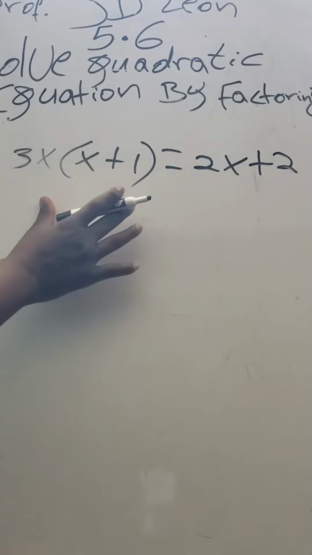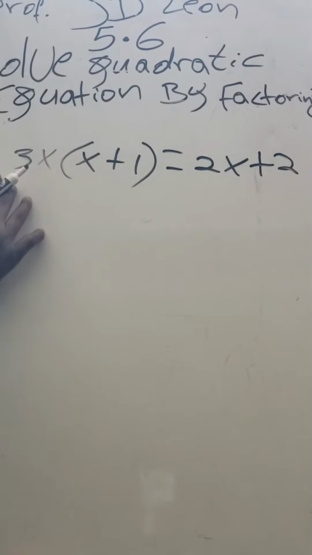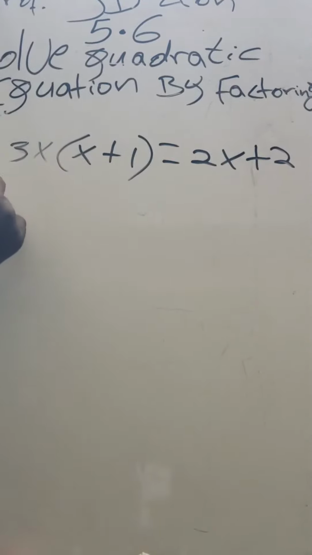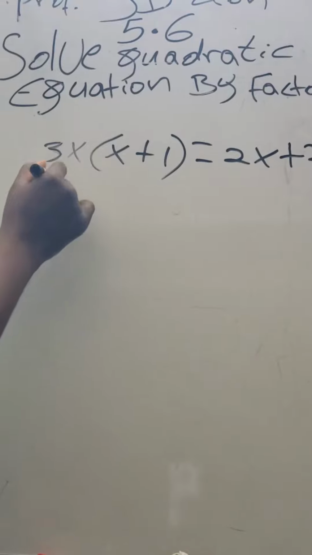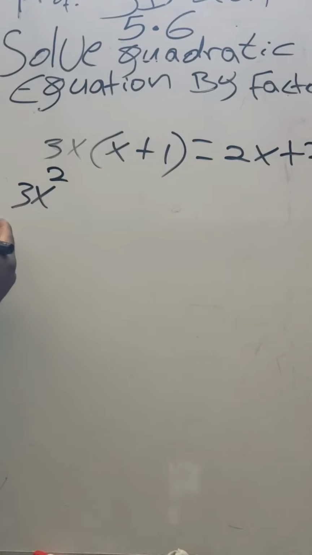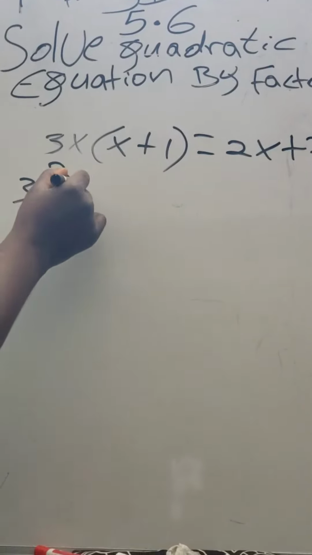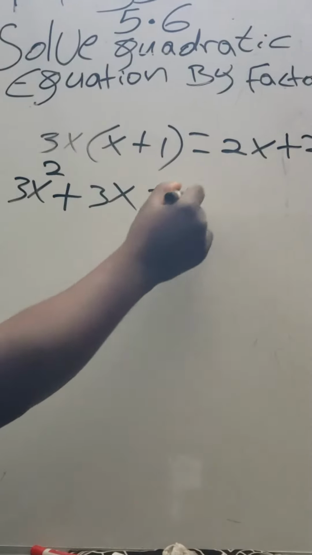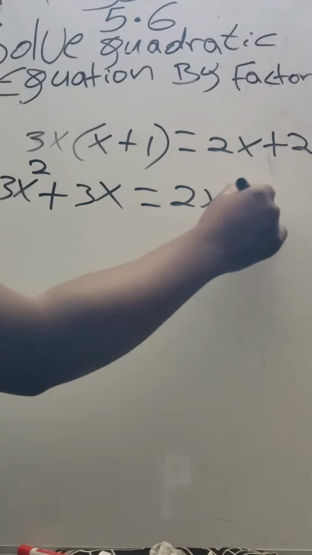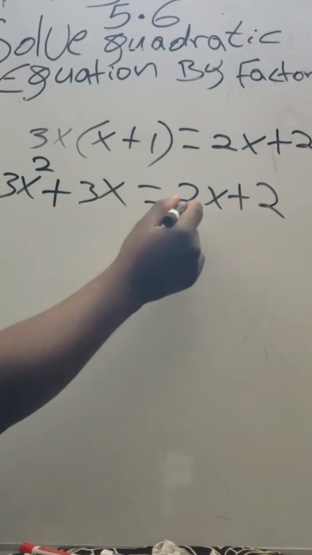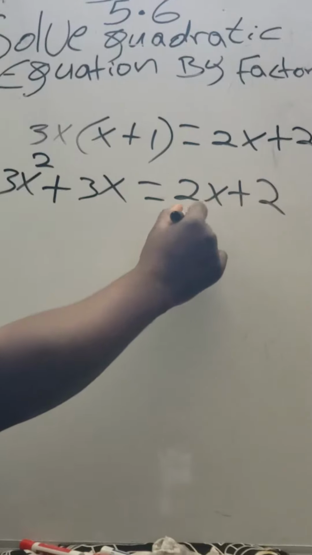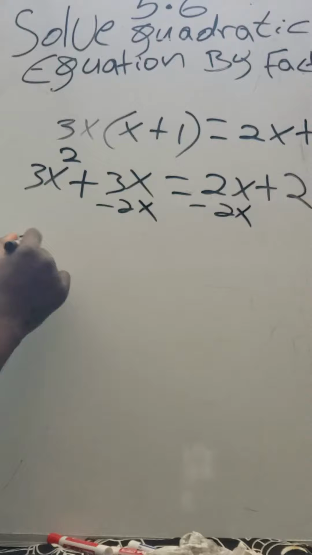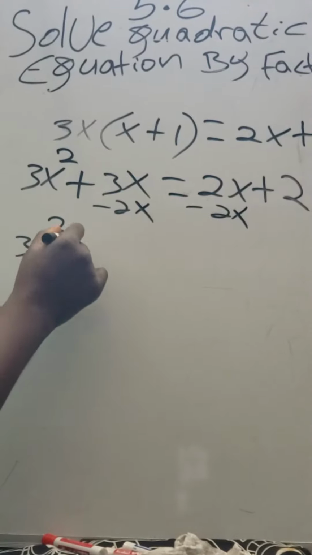The first thing you would have to do would be to distribute this 3x. So you would end up with 3x squared, 3x times x, plus 3x times 1, 3x, equals 2x plus 2, and then you would subtract 2x from both sides, and then you're down to 3x squared plus x.